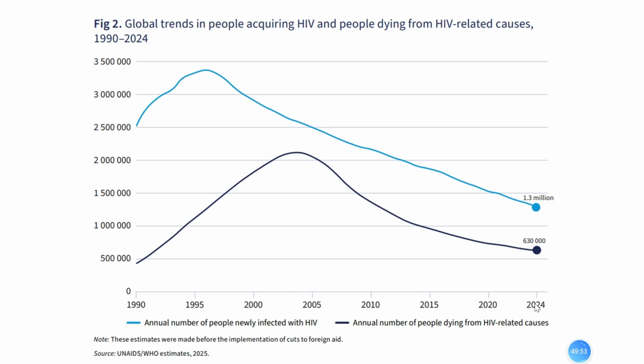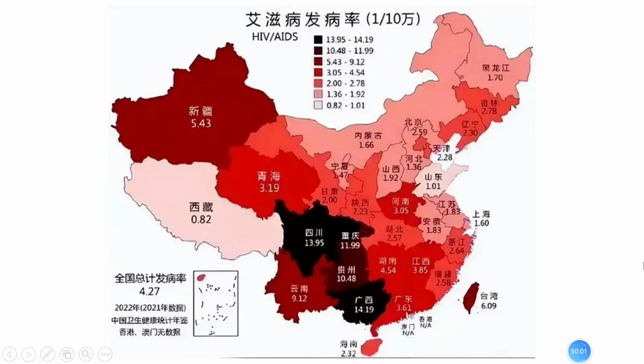But the situation here in China is not that good. Let me show you the data. This is a map of China showing the hotspots of HIV infection. You can see several provinces with deep color: Guangxi, Sichuan, Yunnan, Guizhou, and Xinjiang. These provinces are the hotspots.